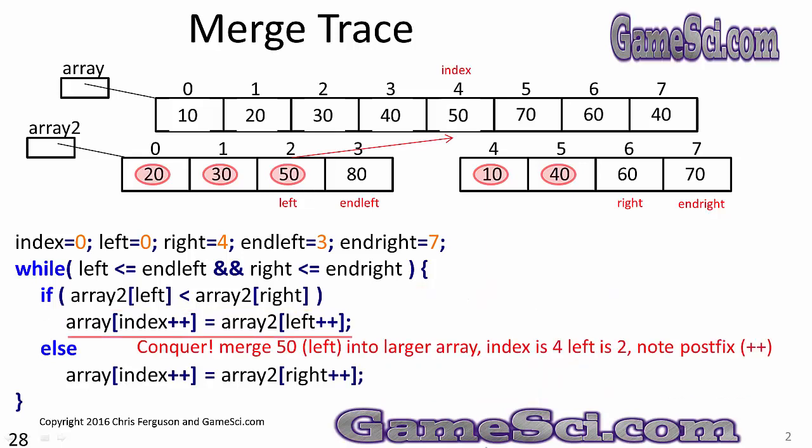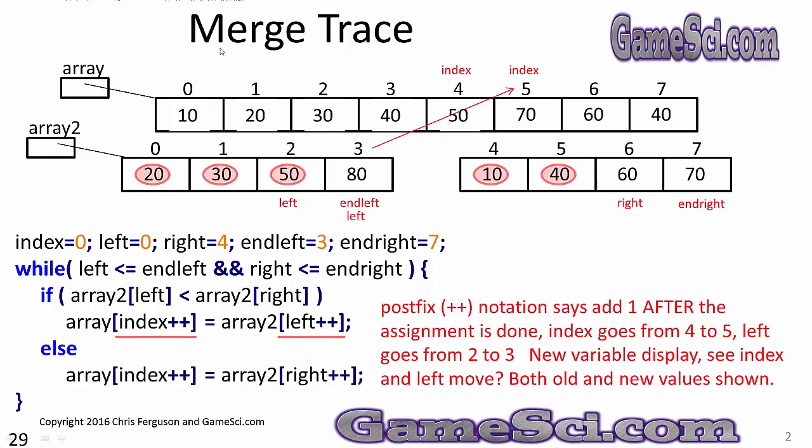This is the conquer phase. Merge 50 from the left into the larger array. There's the 50 on the left moving up into the larger array. Index is 4, so that's where the 50 goes to. Left is 2, so that's where the 50 comes from. Index goes from 4 to 5. Boom. This is our new merge spot. Left goes from 2 to 3, and we circled the 50 to say it's merged. We don't have to look at it again. Both the old and new values of left are shown here to show you where left has moved to.